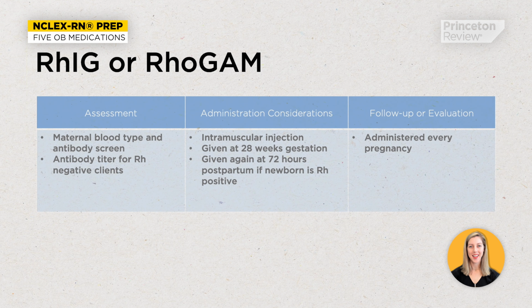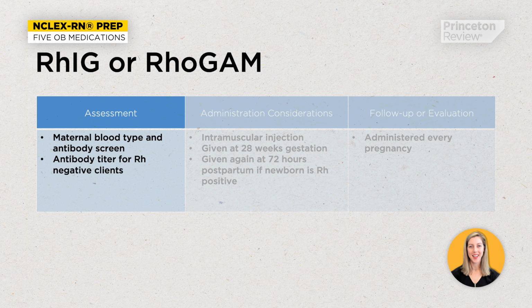The last item to discuss is RhoGAM. RhoGAM is an injection of Rh antibodies given to mothers who are Rh negative. Mothers who are Rh negative may become sensitized to the Rh factor, and if they are carrying a fetus who is Rh positive, complications may occur. Administering the Rh immunoglobulin to the mother reduces the number of antibodies that she produces and prevents sensitization.